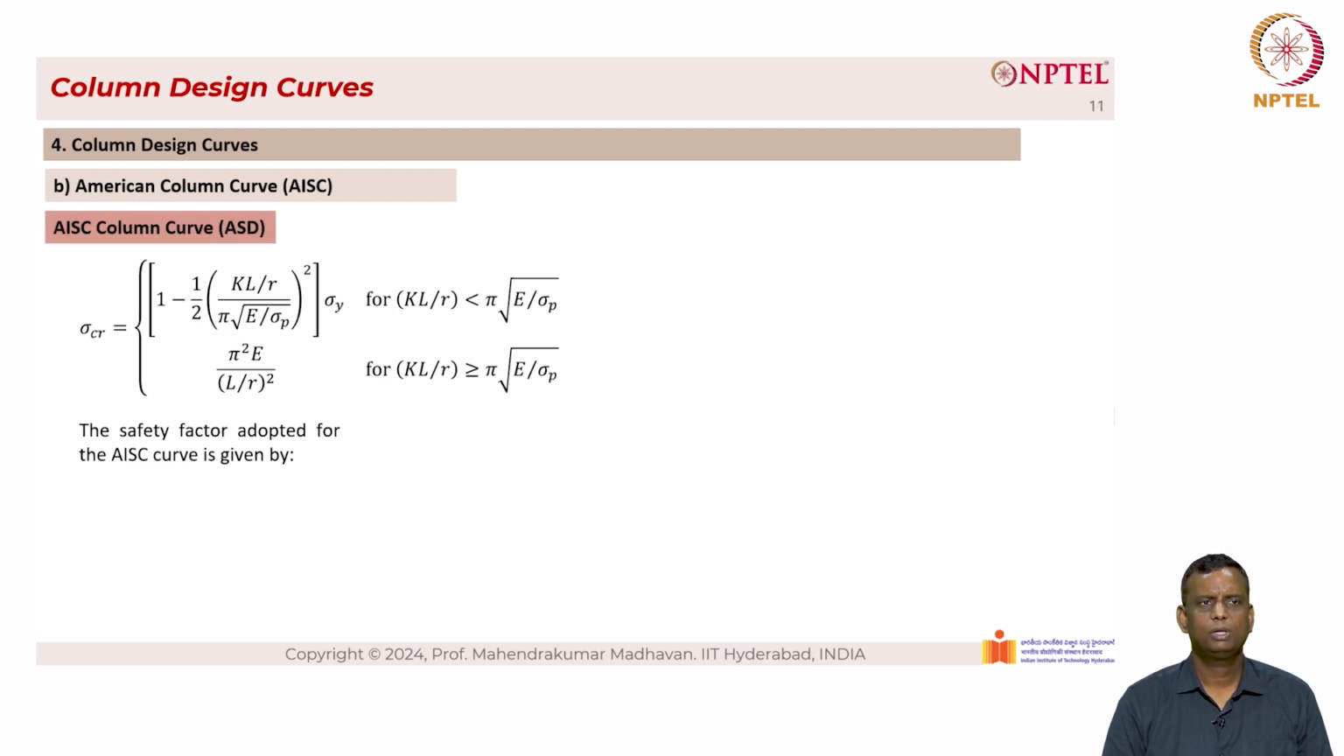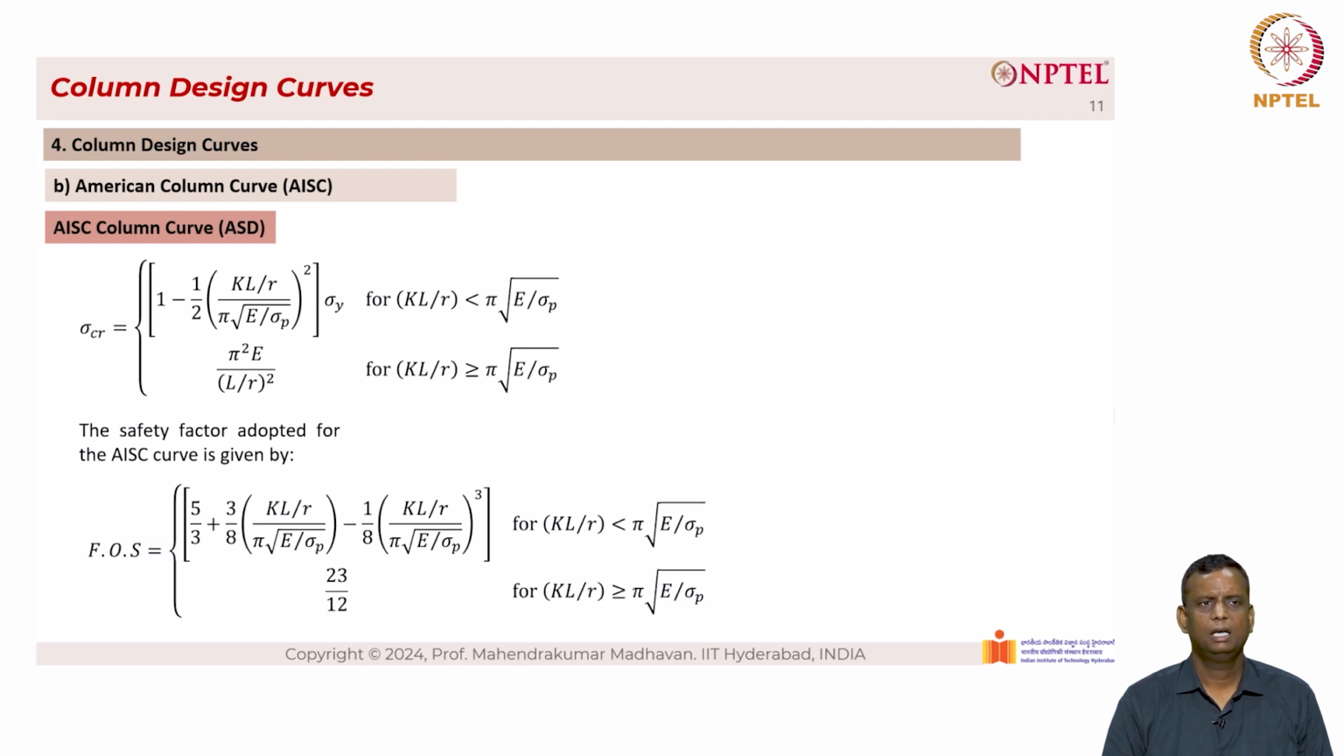Now, let us look at the safety factor adopted for the AISC curve, and it is given as factor of safety equal to 5 by 3 plus 3 by 8 into KL by R divided by root of E by sigma P into pi, minus 1 by 8 into KL by R divided by pi into root of E by sigma sub P, the whole cube, for KL by R less than pi into root of E by sigma sub P. And it is 23 by 12 for the long columns, for KL by R greater than or equal to pi into root of E by sigma sub P.